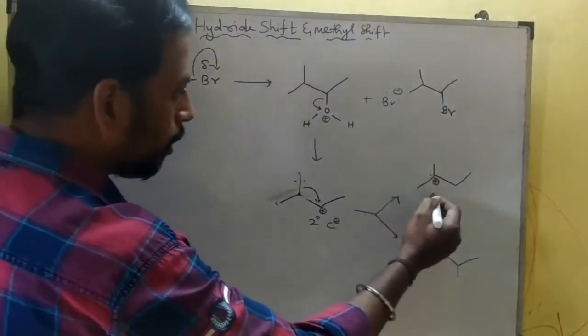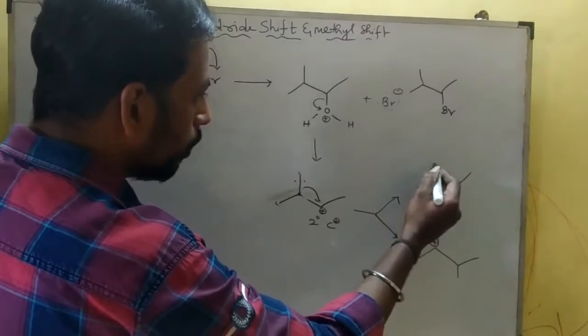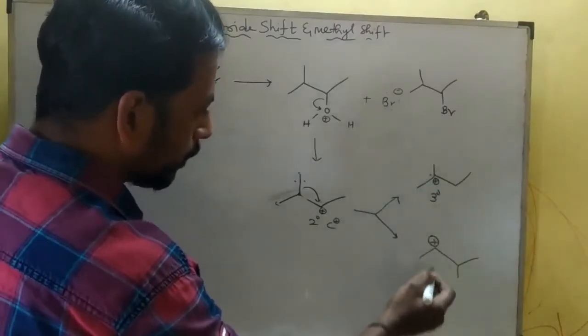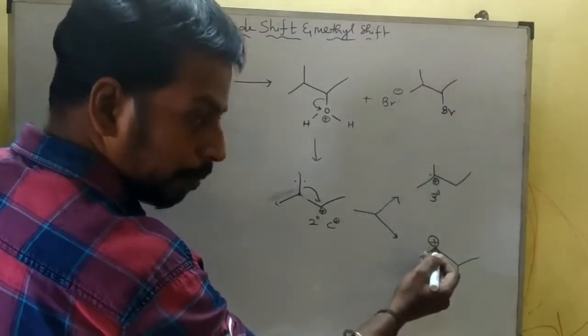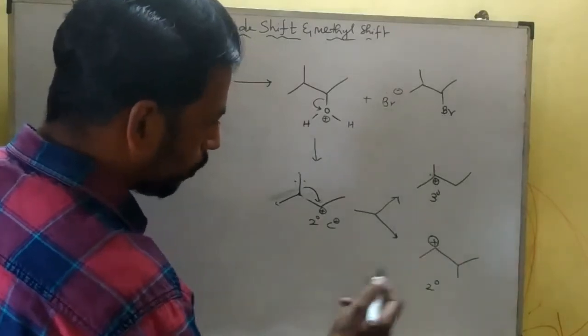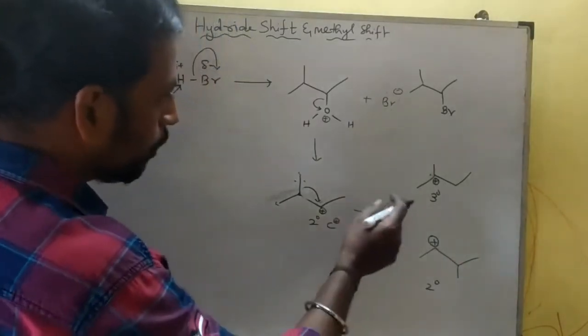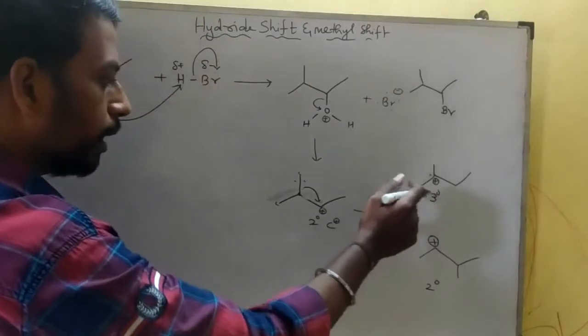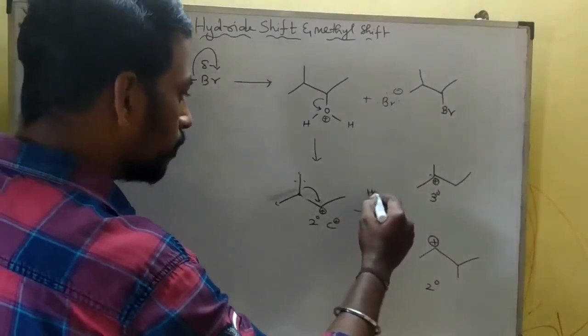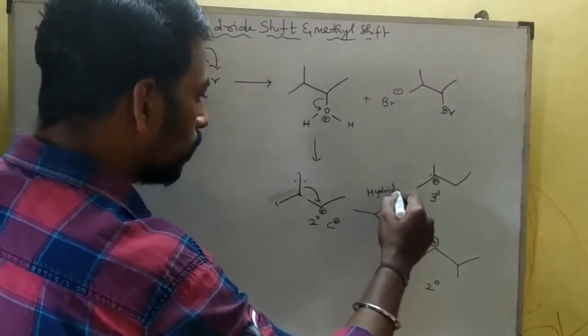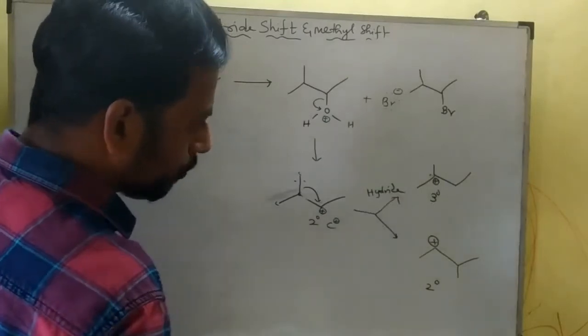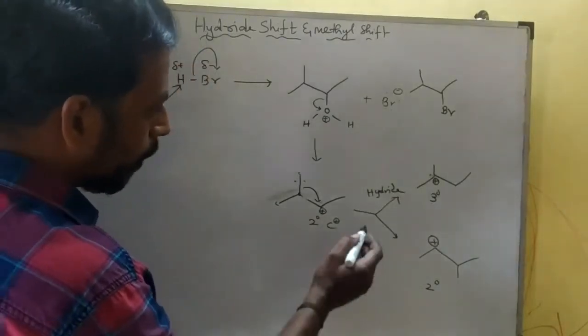This is your tertiary carbocation because this carbon has 1, 2, 3 carbons attached. Here this is a secondary carbocation because this carbon is attached to 1, 2 carbons. So it is a secondary carbocation. So the tertiary carbocation, how is it obtained? Using hydride shift. And here the secondary carbocation is obtained by methyl shift.